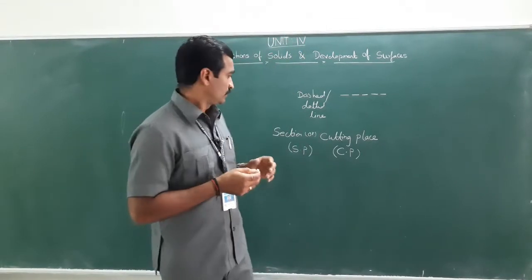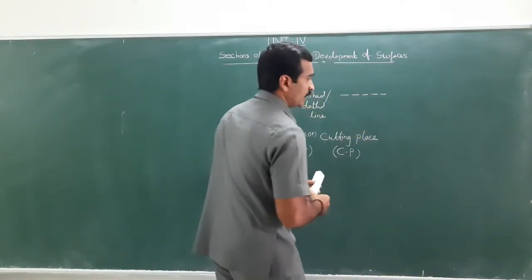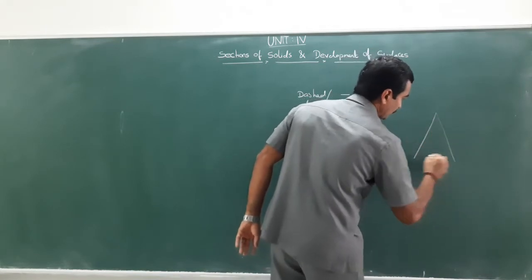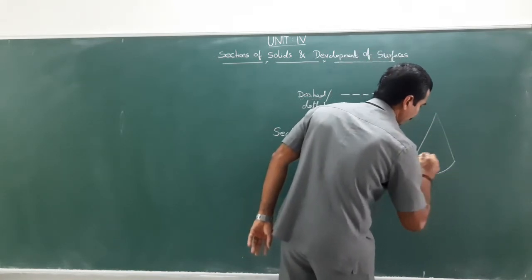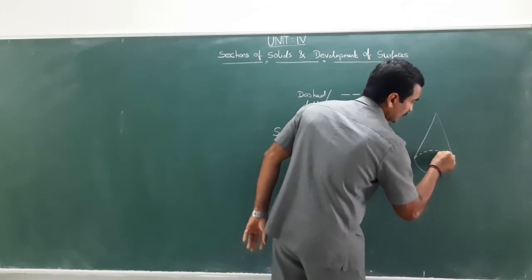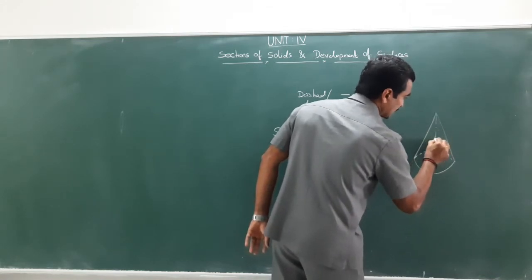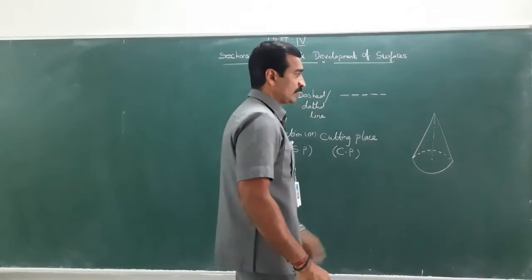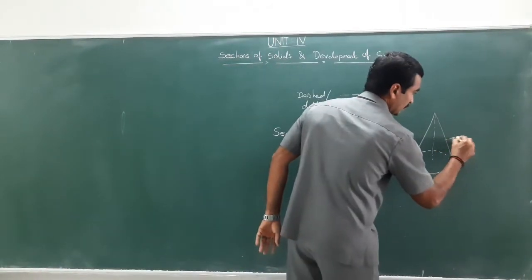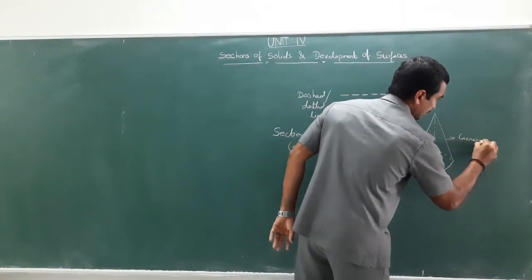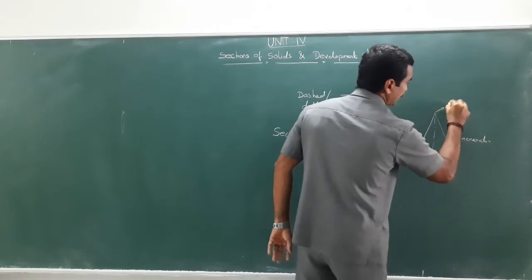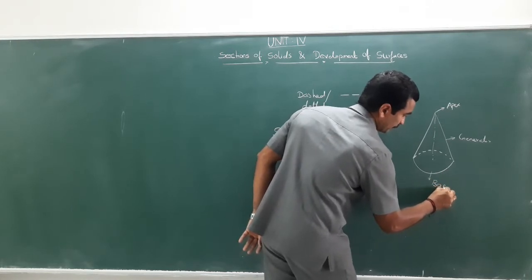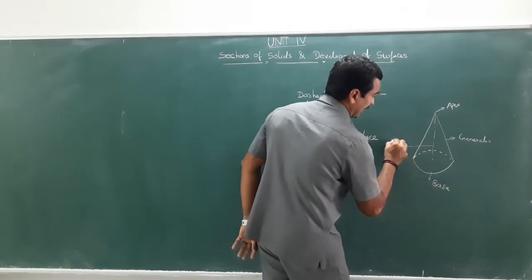Got it? So, suppose we assume a cone. For an example, I am just drawing a cone. So, this is how the cone is being shown. This is the axis up to the center, and these are generators, and this point is nothing but the apex or vertex, and this is the base, and this is the axis.